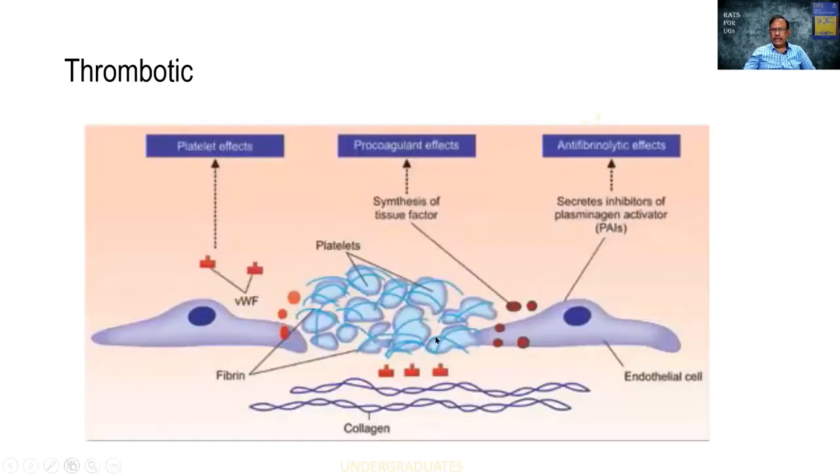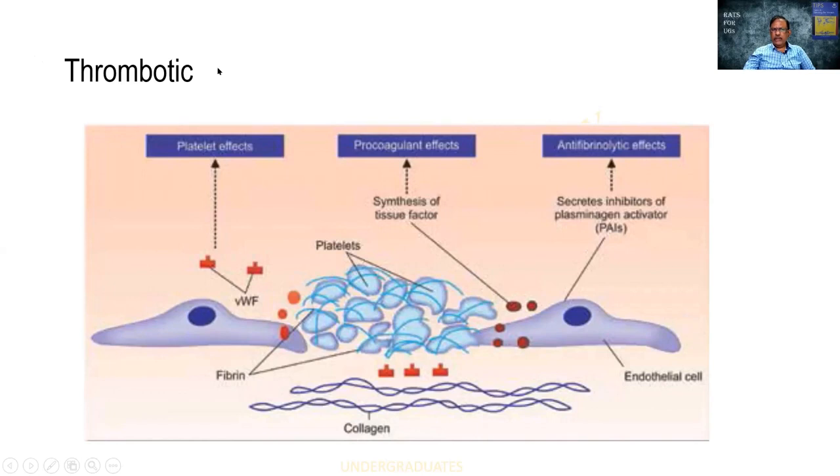These are the thrombotic factors, a schematic diagram from my book, one page. These are the platelet effects. This is a normal von Willebrand's factor. It is usually subendothelial in location. When it gets exposed, it leads to the adhesion of the platelets, and this leads to further aggregation of the platelets. They are well knitted together by the fibrin strands that we are seeing. Also, there is an activation of the tissue factors, which can lead to anti-fibrinolytic effects. So please do remember this.